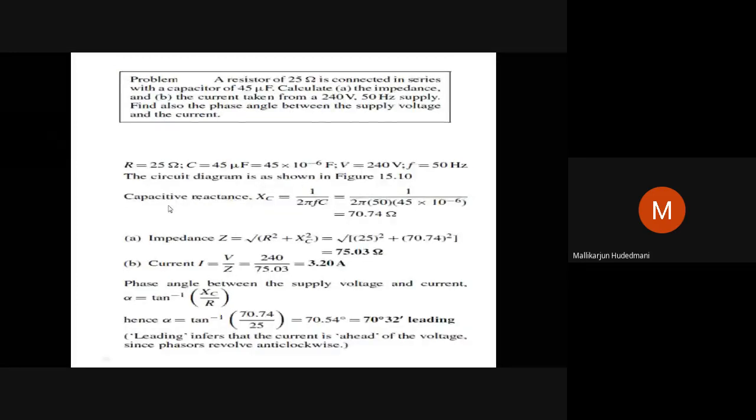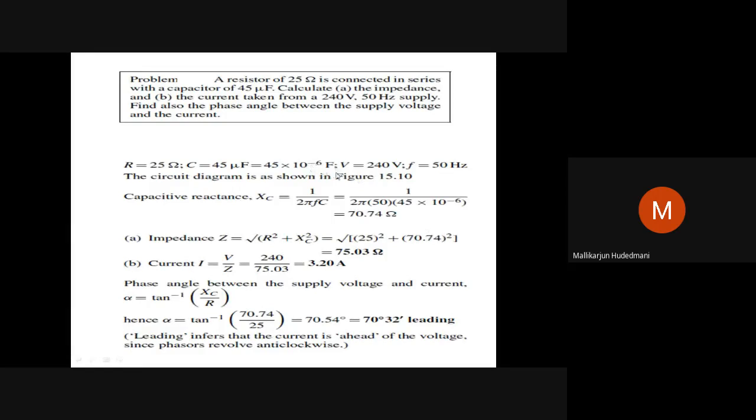You can see here, capacitive reactance is 1 by 2 pi FC. You can substitute the given capacitance value. Be very careful, it is a microfarad, 10 to the power minus 6. When you operate using the calculator, XC comes out as 70.74 ohms. You know the resistor, 25 ohm. You know the XC value. You are on the right track to get the impedance, the square root of R square plus XC square, which evolves to the value 75.03 ohm.